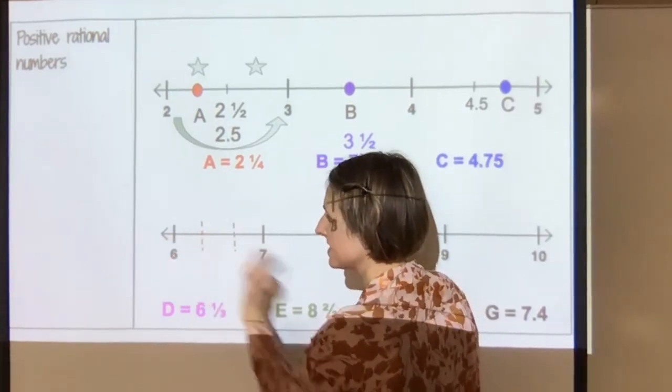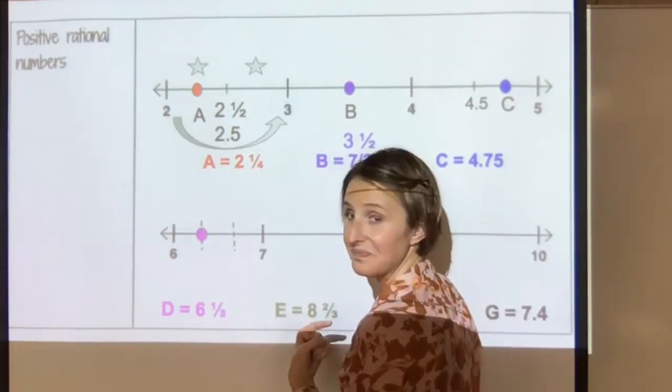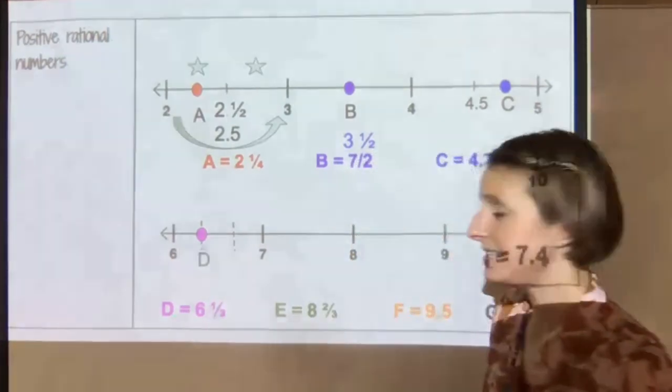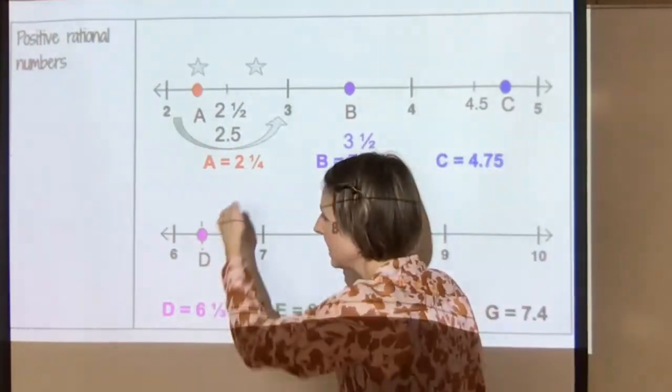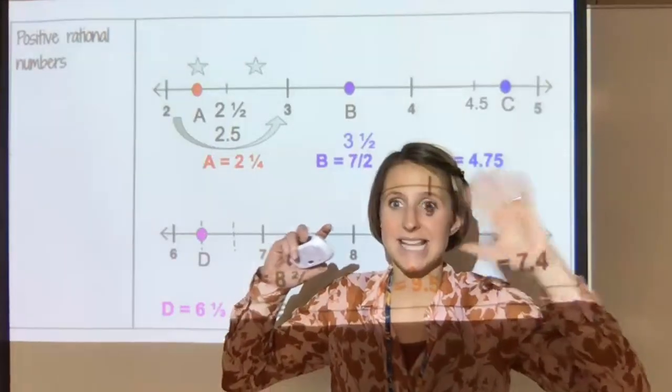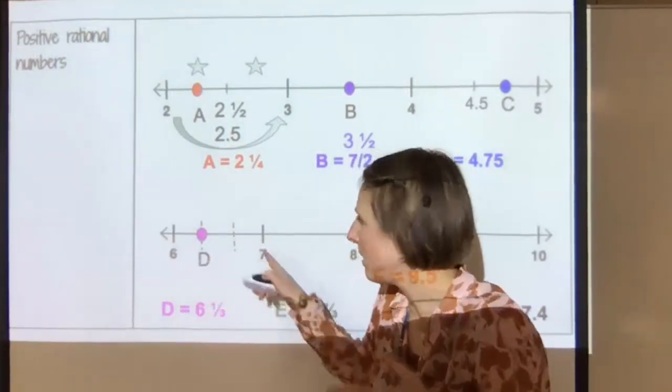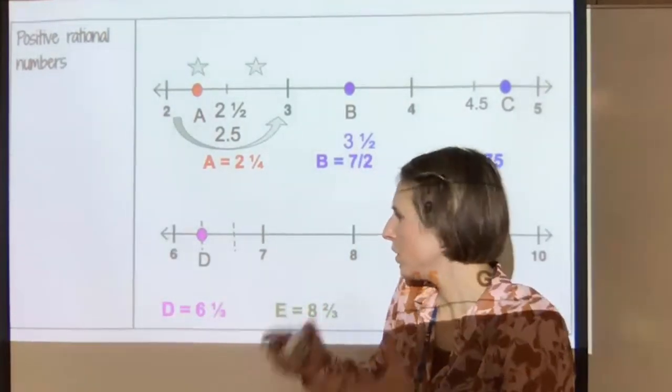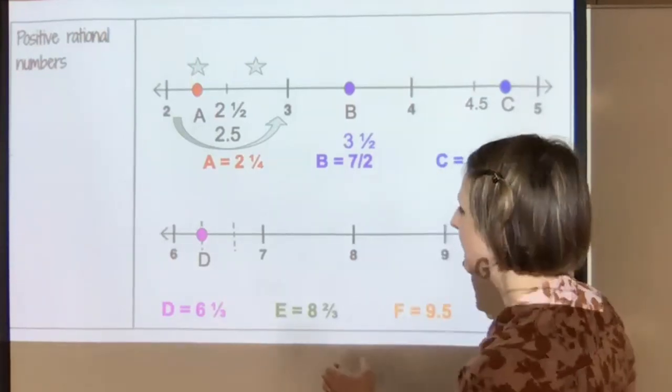That would be 6 1/3. So I would label this D. My dotted lines here are just representing that I'm trying to estimate, okay, if I cut this whole up into thirds, where would 1/3 be? Let's go to letter E.